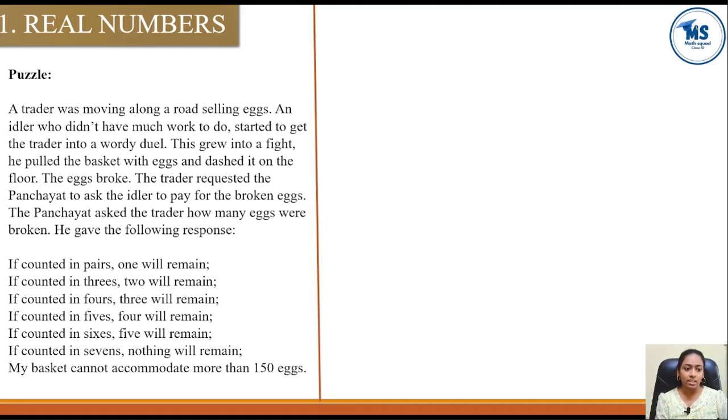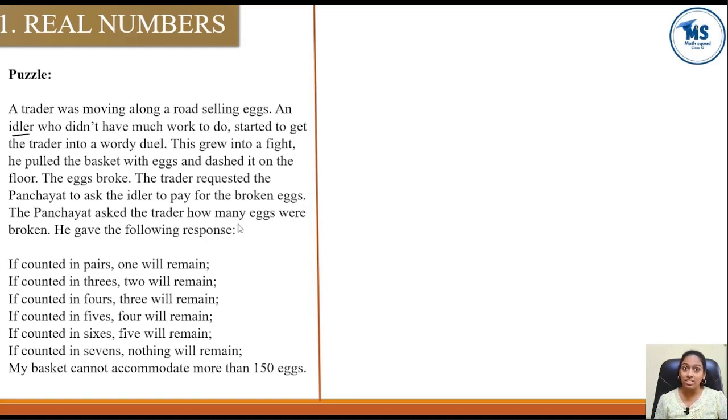An idler, meaning a guy who doesn't have any work, who didn't have much work to do, started to get the trader into a wordy duel. This grew into a fight. He pulled the basket of eggs and dashed it on the floor. The eggs broke. The trader requested the panchayat to ask the idler to pay for the broken eggs. The panchayat asked the trader how many eggs were broken. He gave the following response.